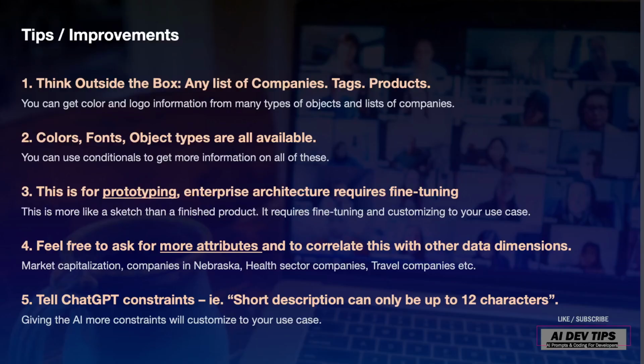In the next video, we're going to build this out a little bit for some more analysis. Think outside of the box. Any list of companies can be put in there. Does not have to be S&P 500. Could be some other sector related to your job, what you're doing. Tags can be anything. Products, product branding. The other thing is colors, fonts, and object types are all available, but you can even come up with additional ones. Remember, this is for prototyping and to validate any data you get.